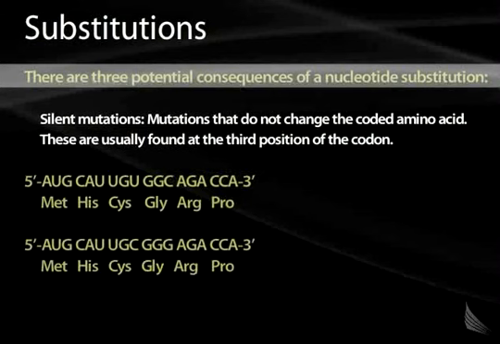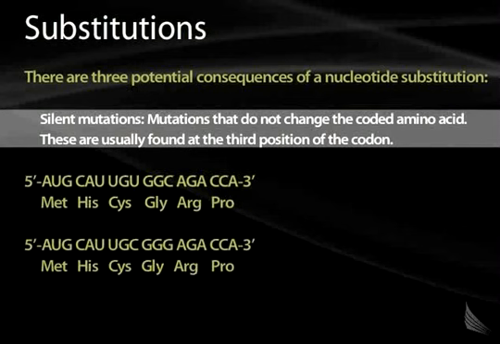There are three potential consequences of any nucleotide substitution. The first is silent mutations. These are mutations that don't change the coded amino acid in the gene. And these are most commonly found at the third position of the codon. If you look at the codon table, in which you have the nucleotides outlined for each of the amino acids in a gene or in a protein, you'll see that many of the amino acids are coded by multiple codons, and many of these have the third position in common. And so mutations at the third position of a codon often don't change the amino acid that's being coded by that particular codon. An example is shown in the slide here.